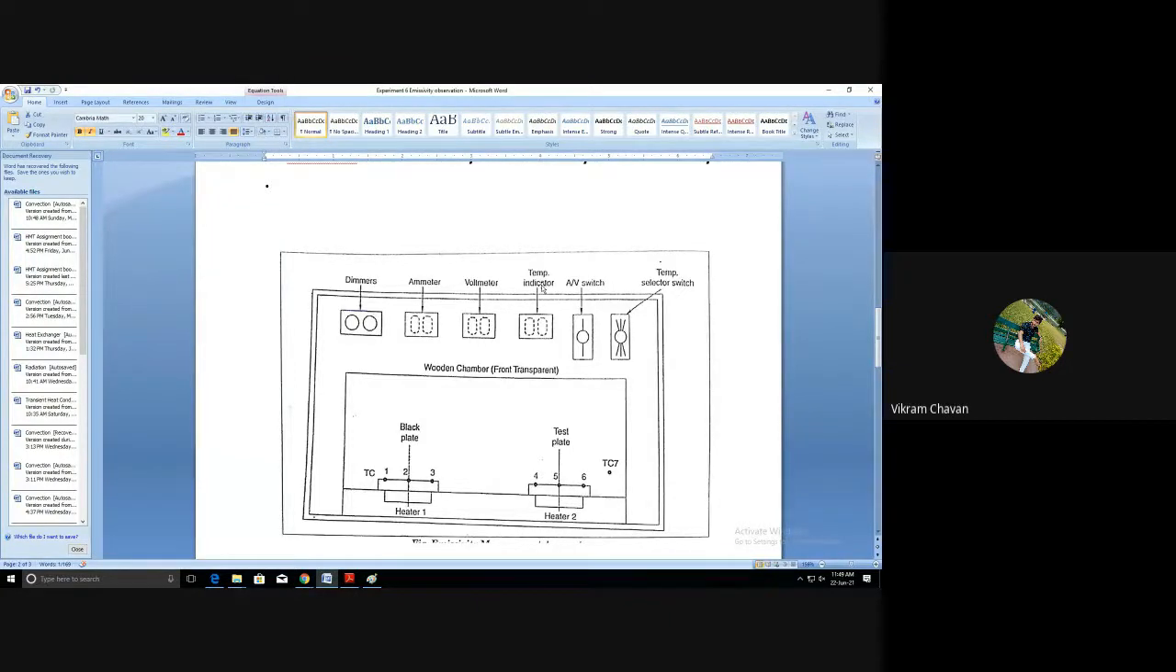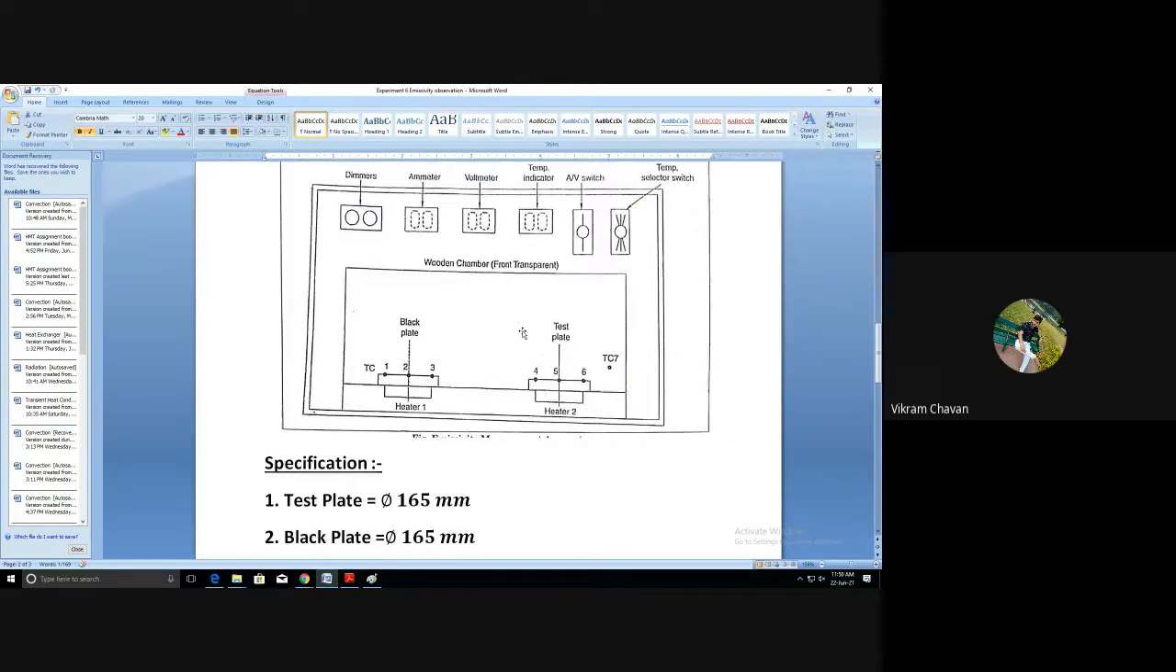By using the switches we can take the ammeter and voltmeter readings for the black plate and test plate. Once you achieve the steady state or equilibrium temperature, where the black plate temperature is equal to the test plate temperature, we have to consider the ammeter reading, voltmeter reading, and surrounding ambient temperature. Those readings are required for the calculation.